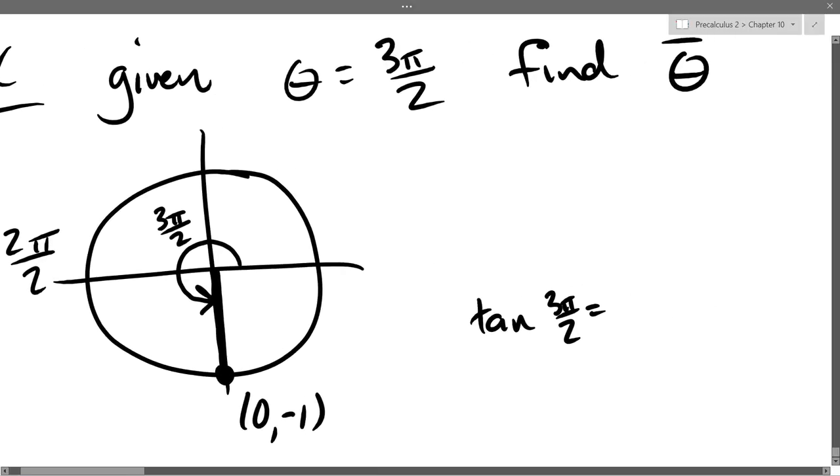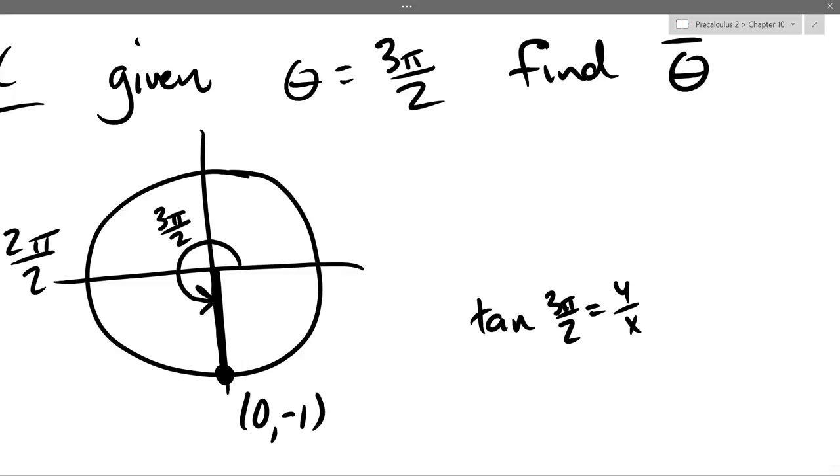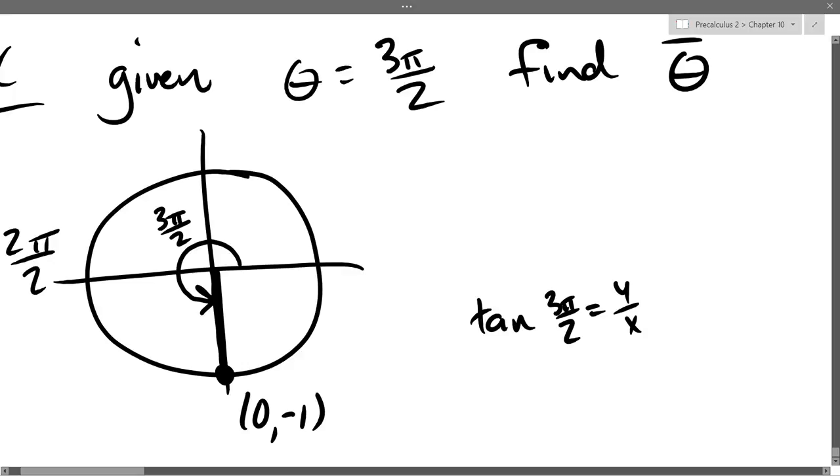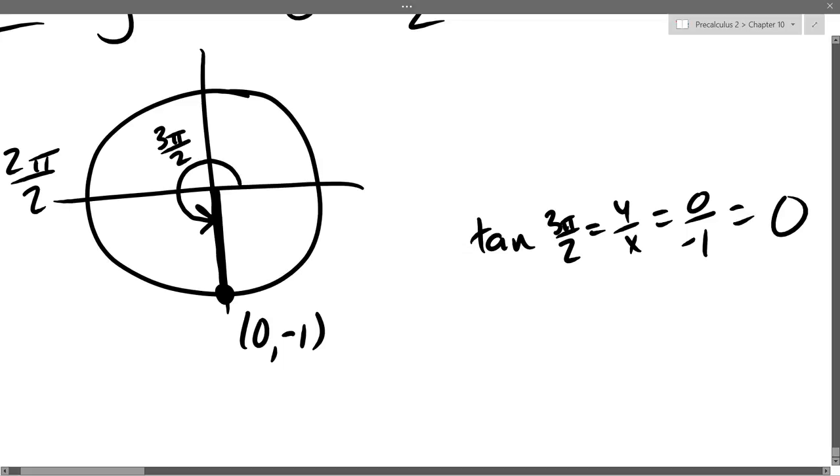Hopefully I don't make mistakes today because nobody's going to correct me. Well, probably in the YouTube comments somebody will correct me. Tangent will be y over x, and let's see, our y is negative 1, x is 0. And we get zero, so tangent would be zero. Now what about cotangent?